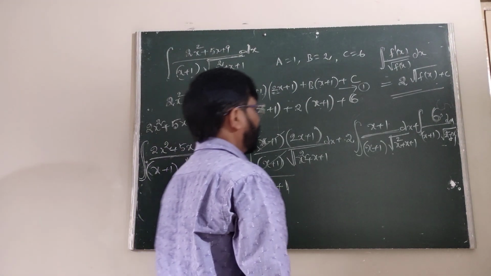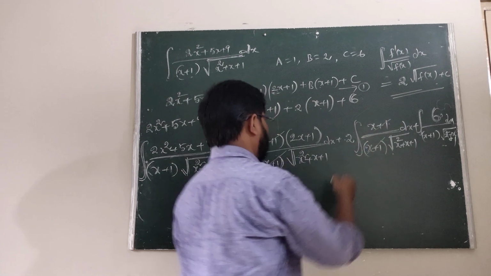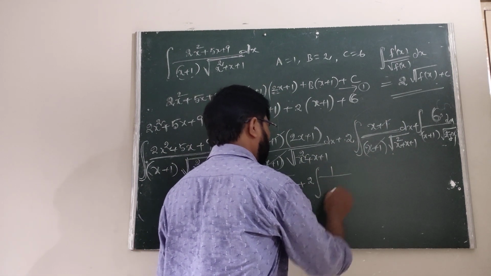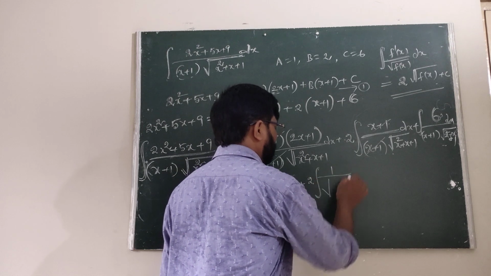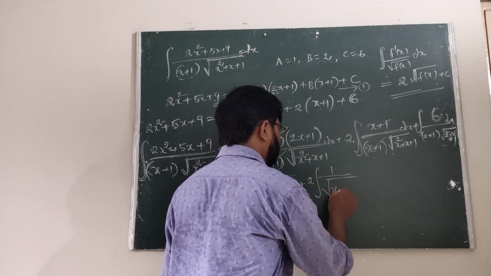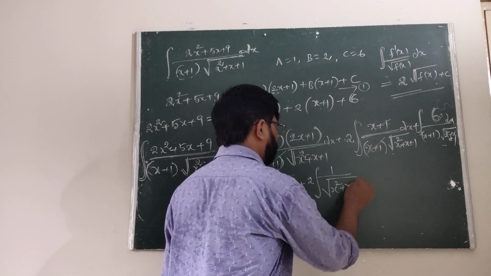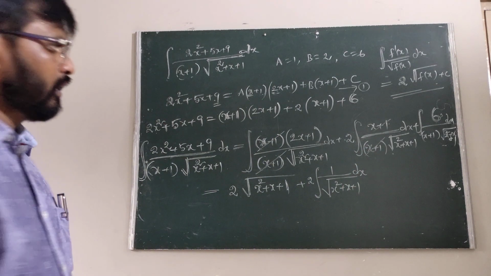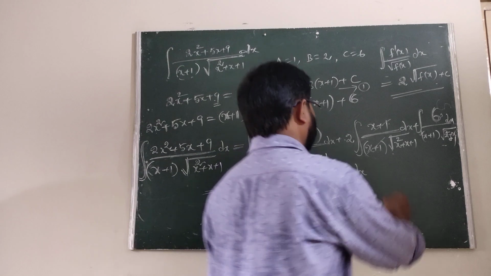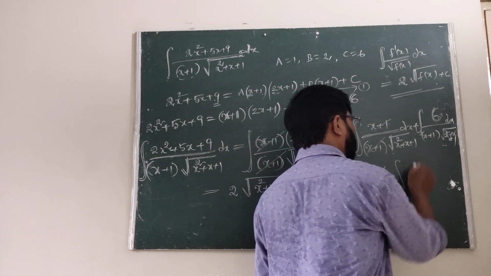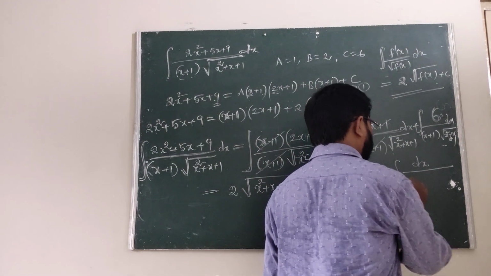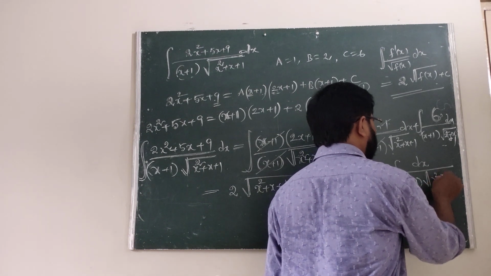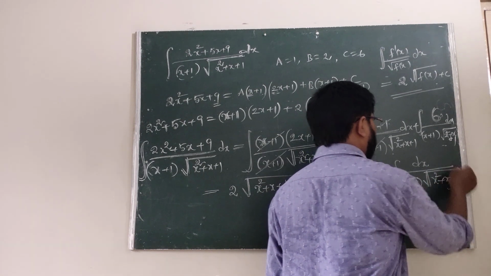Now how to get this one? These two are cancelled. Now this is the 2 into 1 upon under root of x square plus x plus 1 into dx. Then the last one, what is remaining in that? The 6 into dx upon the x plus 1 under root of x square plus x plus 1.